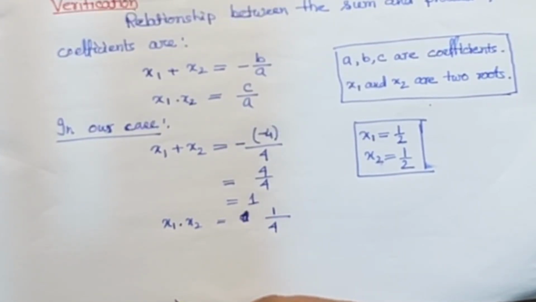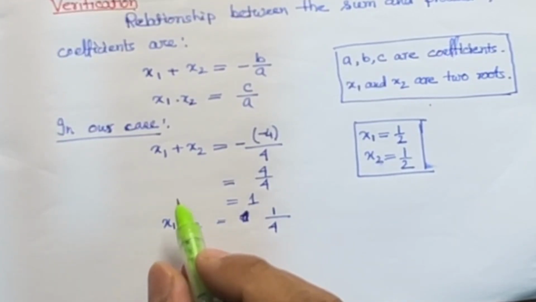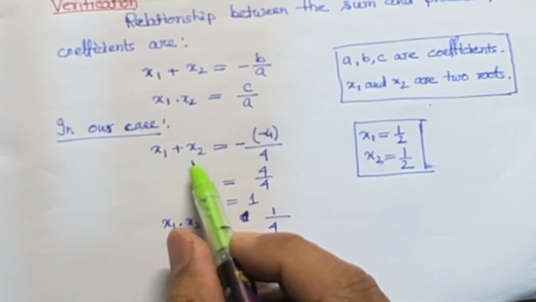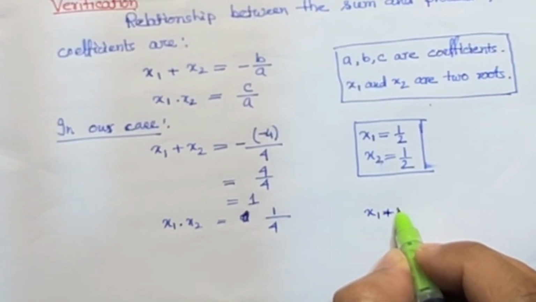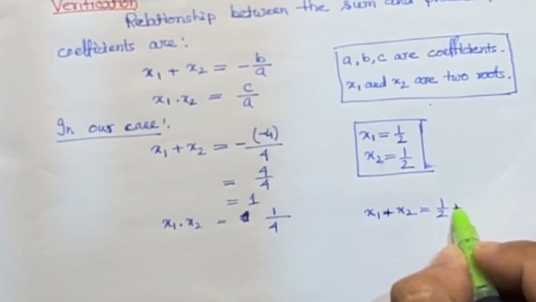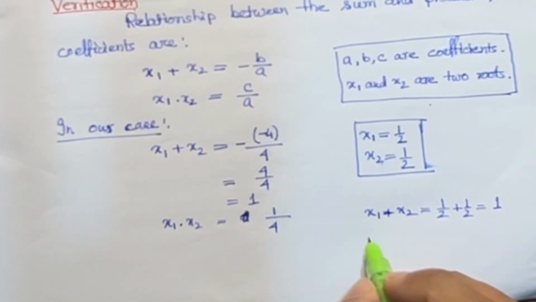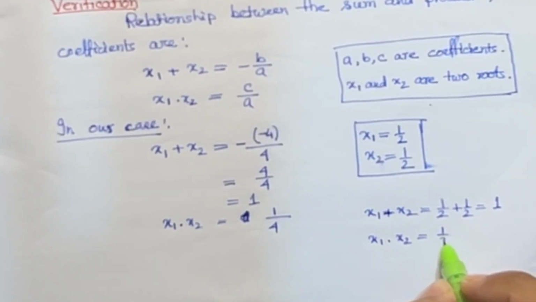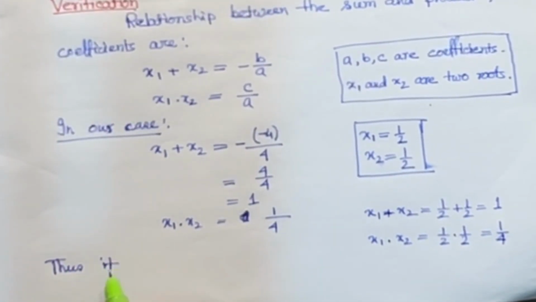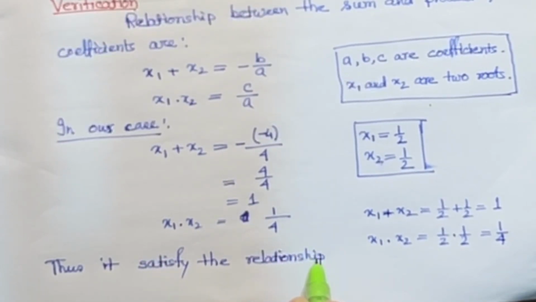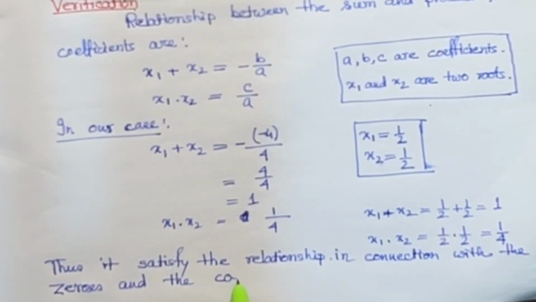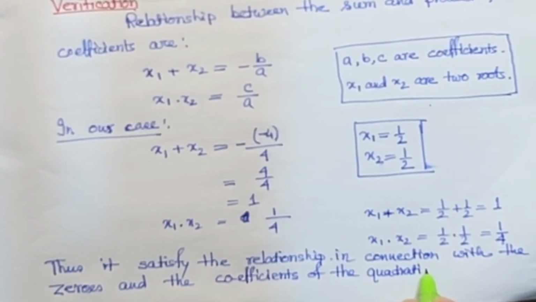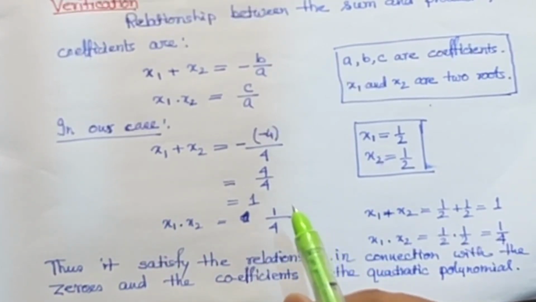Now if we put the values of x1 and x2 as half, we will get x1 plus x2, that means half plus half, this means equal to 1. And x1 into x2, that means half into half, this becomes 1 by 4. That means this satisfies both the relationships between the coefficients and the roots. So thus it satisfies the relationship in connection with the zeros and the coefficients of the quadratic polynomial.